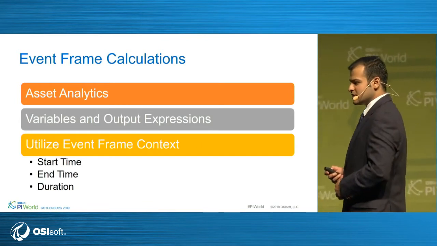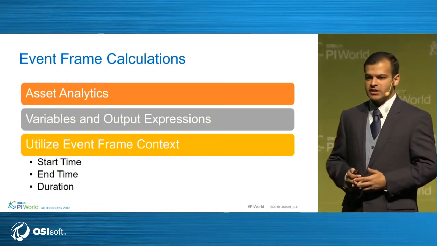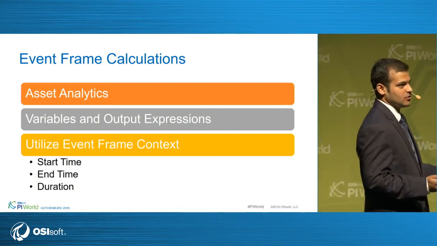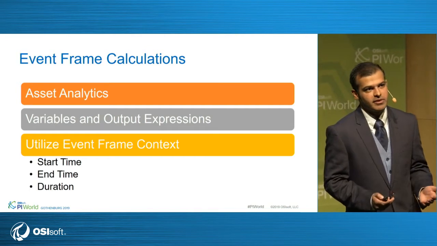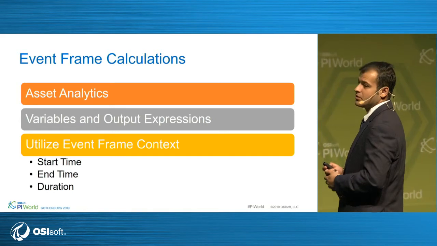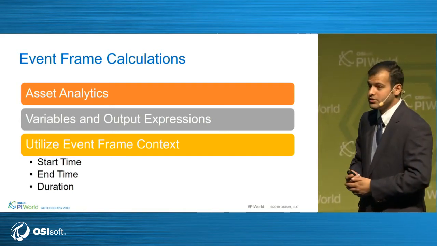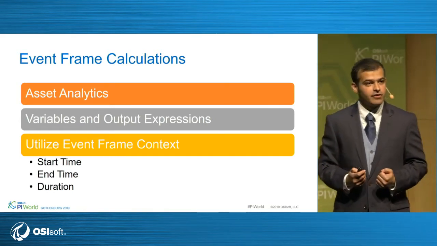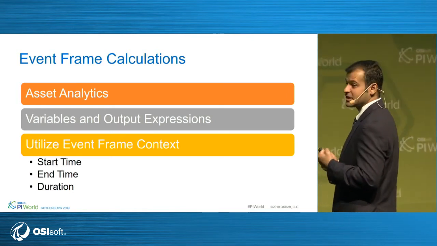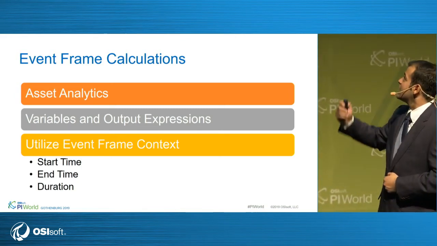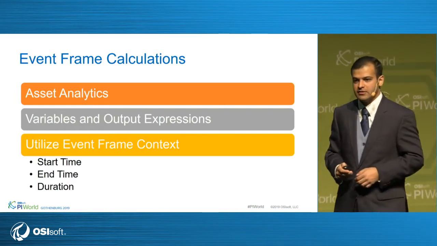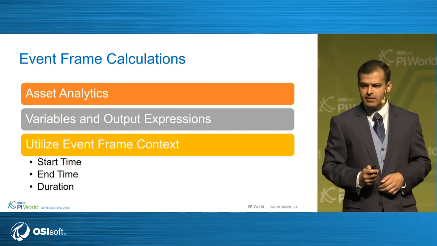With this, I would just like to speak a little bit about event frame calculations. Our last chat was about analysis and all that, so it all applies over here. Event frame calculations use the same library of asset analytics. It uses variables and gives you expression outputs. The only difference, or the unique selling point of it, is it allows you to do contextual analysis. It allows you to use the start time, end time, and the duration of your event frame to do your calculations. How is this helpful?